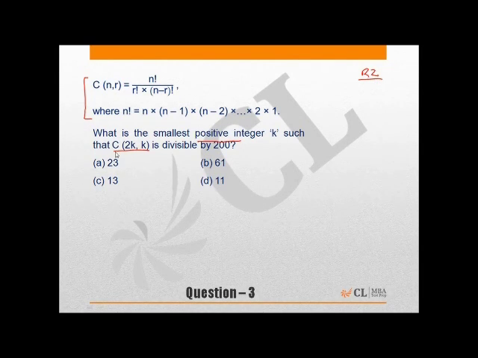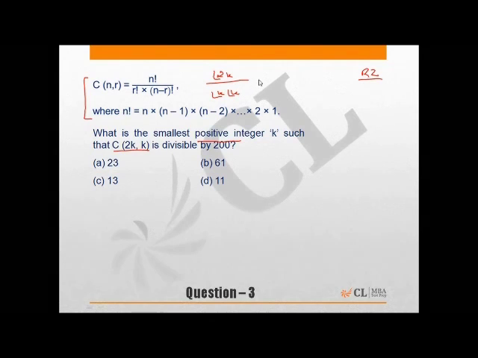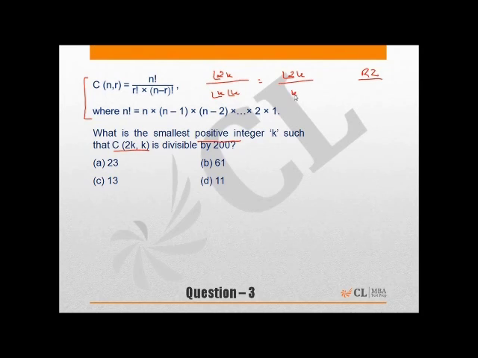Okay. C 2k k would be equal to 2k factorial upon k factorial into 2k minus k, which is again k, so k factorial, or it can be written as 2k factorial upon k factorial square. Okay. Now if this number has to be divisible by 200, it means the power of 10 in the numerator should be at least 2 more than the power of 10 in the denominator.